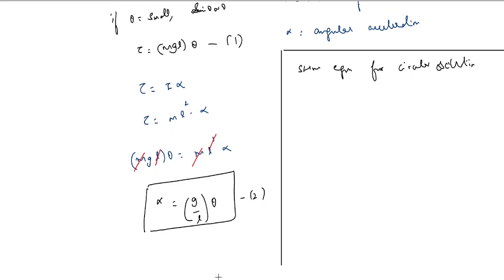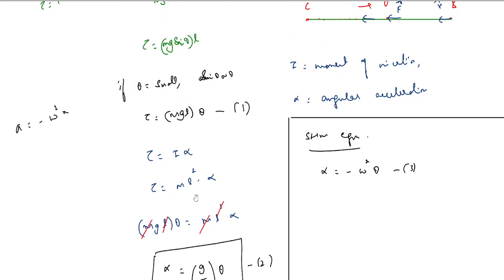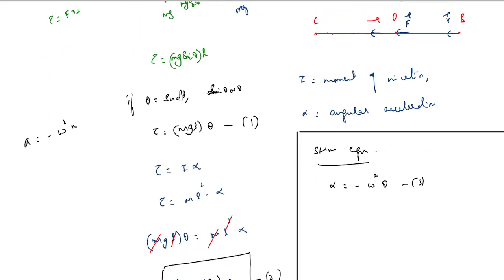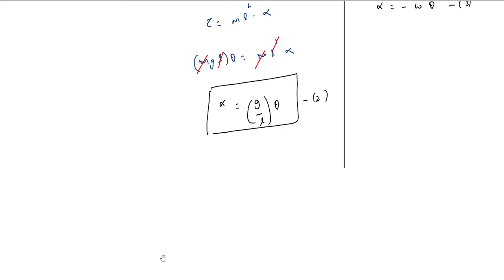Here it's not a complete motion, rather it is part of a circular oscillation. So what I get in that case is alpha is equal to minus omega square into theta, equation 3. The equation is a is equal to minus omega square into x. This is for linear oscillation, and this is for circular oscillation.